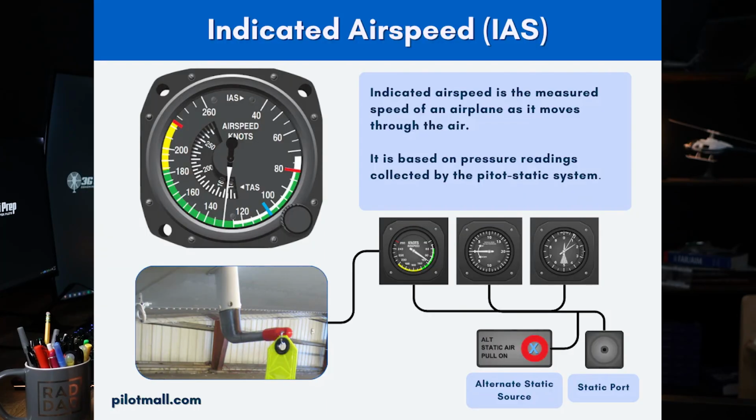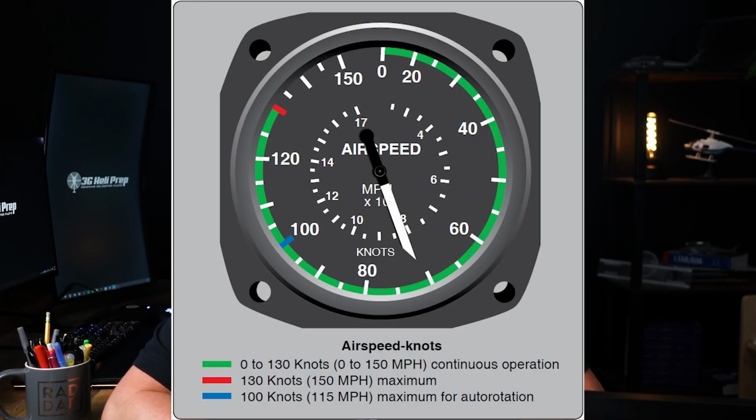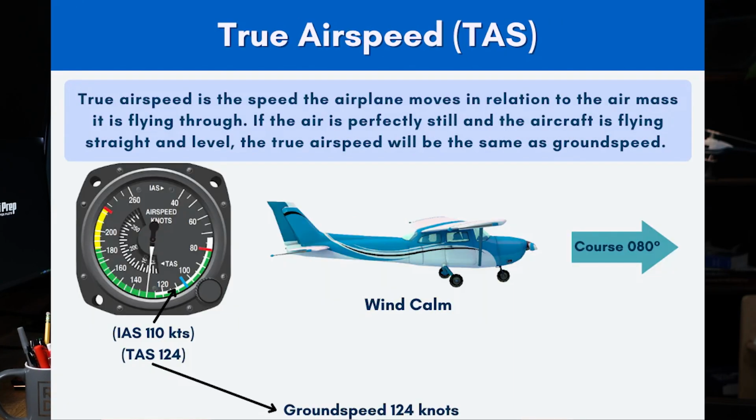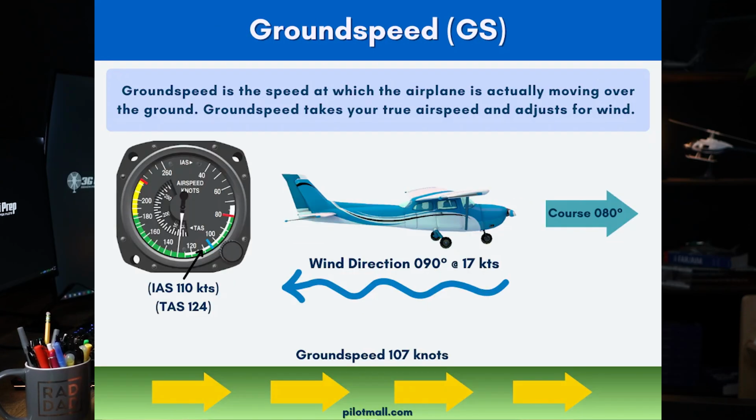Now let's talk about types of airspeed. There's indicated airspeed, or IAS, the airspeed that is read directly from the aircraft's airspeed indicator. The calibrated airspeed, or CAS, is indicated airspeed corrected for instrument and position errors. True airspeed, or TAS, is calibrated airspeed corrected for non-standard temperature and pressures. GS, or ground speed, is the actual speed over the ground, which accounts for wind effects.